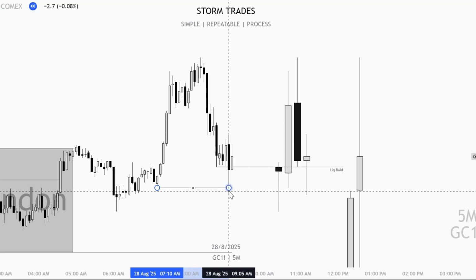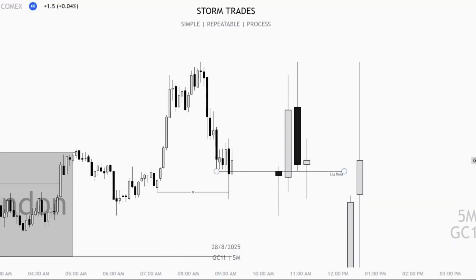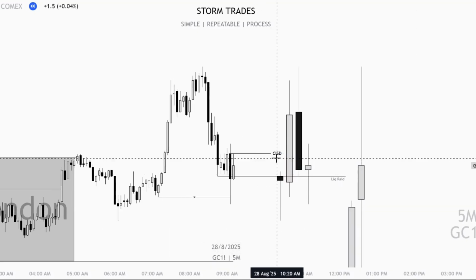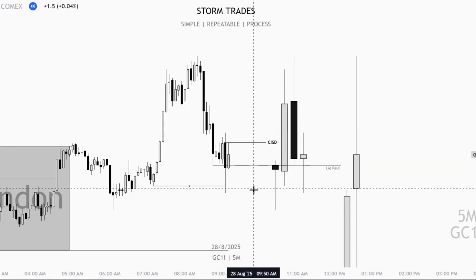All right, so we have a liquidity raid on the M5 time frame. Now I want to mark out the series or the single down close candle that took that liquidity, and now I'm watching to see what will happen.